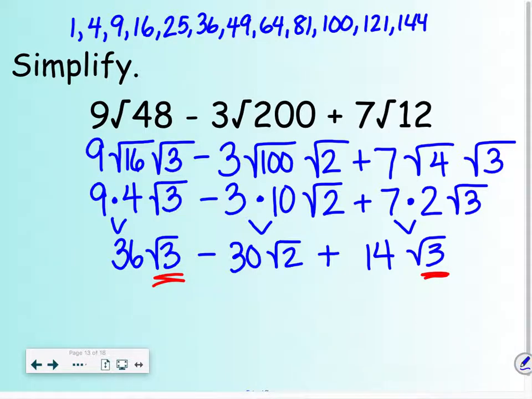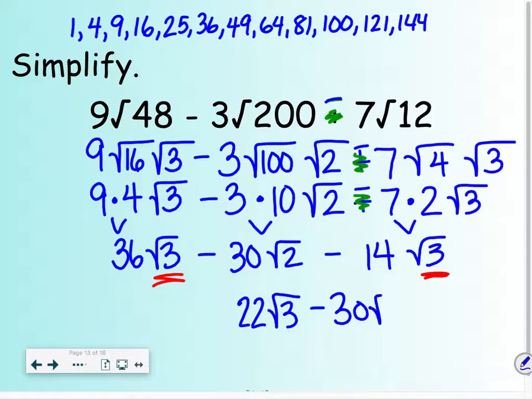So 36 plus 14. Oh, on your review worksheet, hold on a minute. On your review worksheet, this is a minus. I gotta fix this so it matches your review worksheet. Sorry about that. So on the review worksheet, this is a minus, not a plus. Okay, so minus. So 36 minus 14 is 22. So 22 times the square root of 3, and then minus 30 times the square root of 2. Okay.